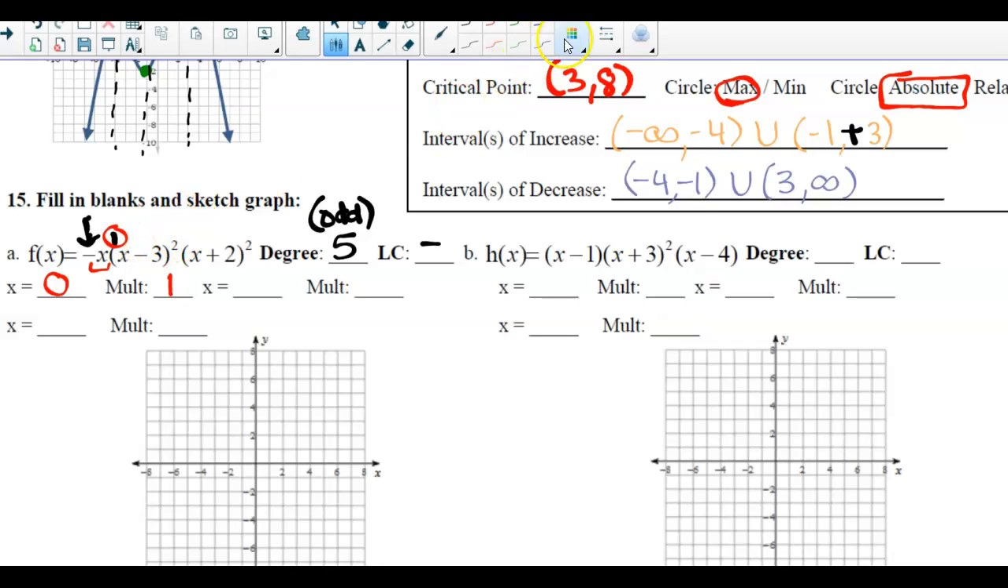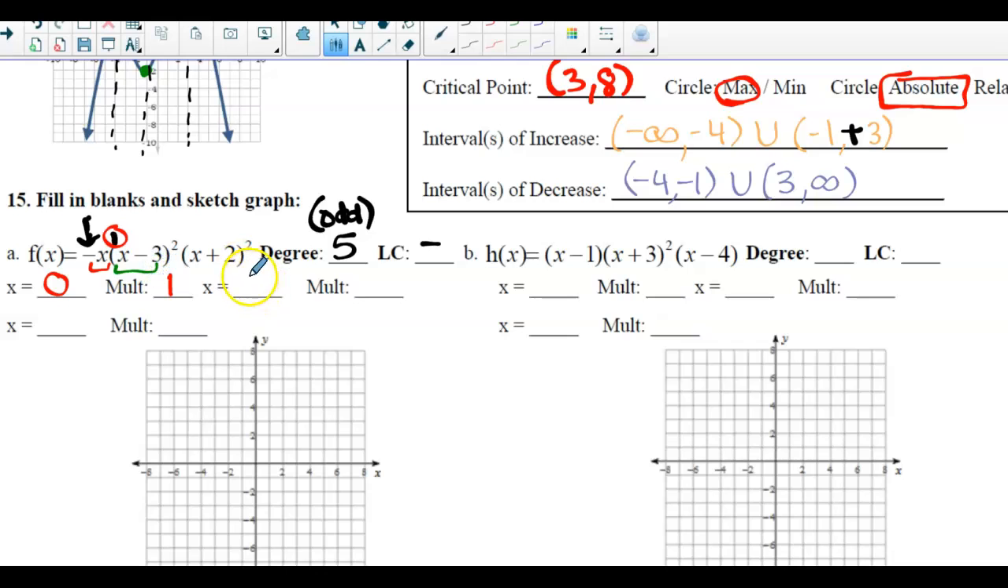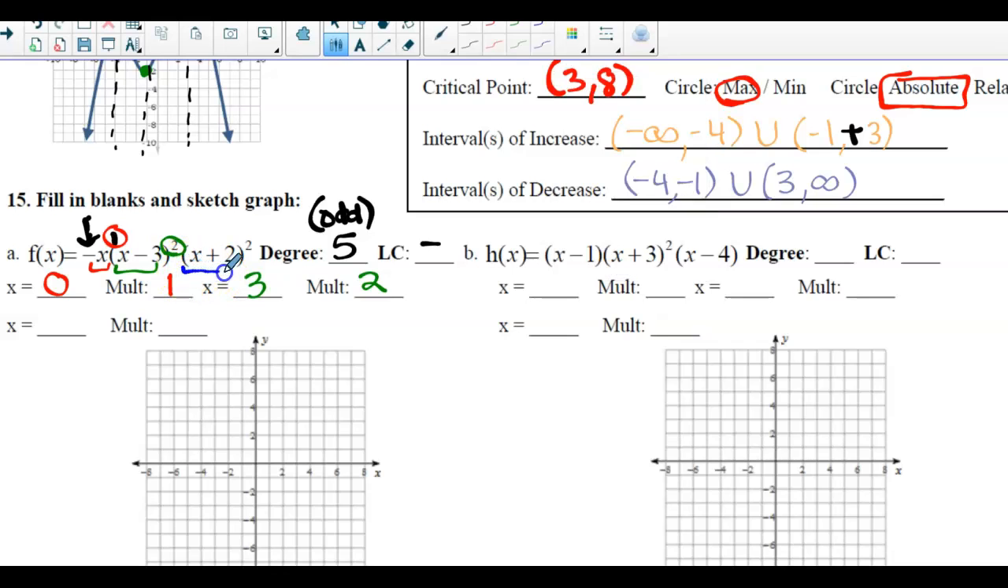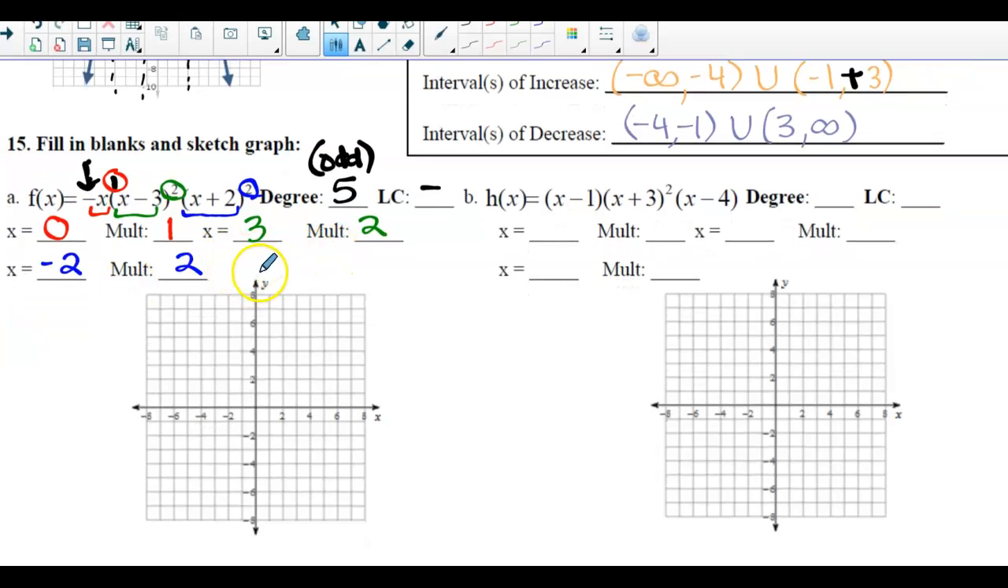All right, my next root here, I'm going to color code them. The x minus 3 would give me x equals positive 3 with a multiplicity of 2, because the exponent is 2. And then the third one, the factor x plus 2, would give me the root x equals negative 2 with a multiplicity of 2. Okay, so now what could the graph potentially look like?